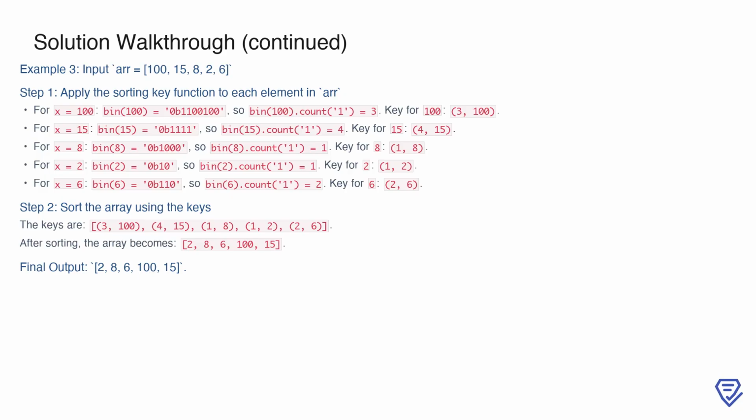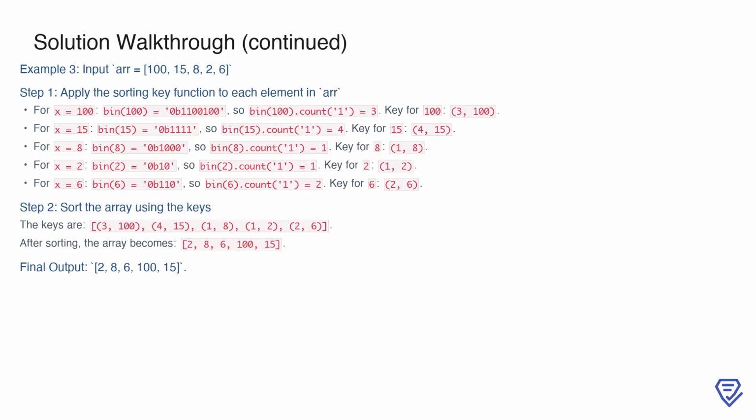For 15, the binary form is 0b1111, which has four ones, resulting in the key 4, 15. For 8, the binary 0b1000 has only one 1, so its key is 1, 8. For 2, the binary 0b10 also contains one 1, giving it the key 1, 2. Lastly, for 6, the binary 0b110 has two ones, making its key 2, 6.